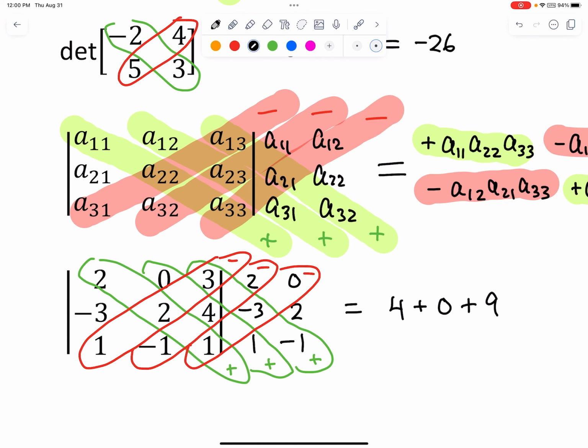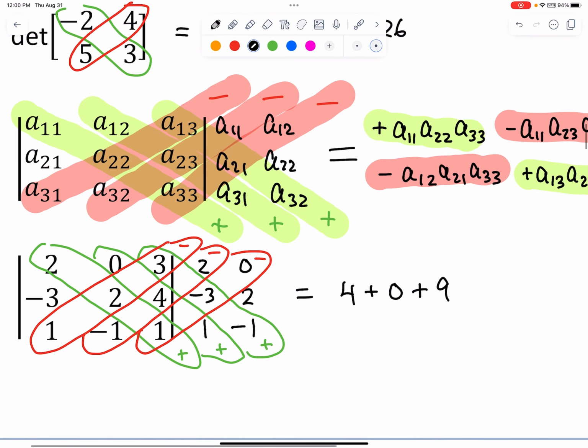And now let's do the 3 red products. We have 1 times 2 times 3. That's going to be 6, but change the sign, or in other words, subtract 6. So we say minus 6. And then we have negative 1 times 4 times 2.